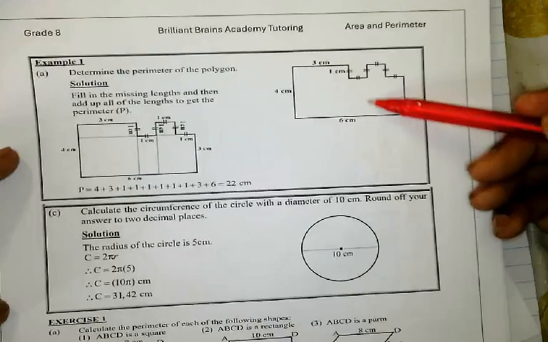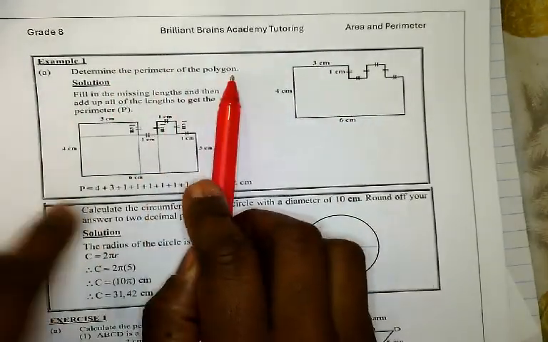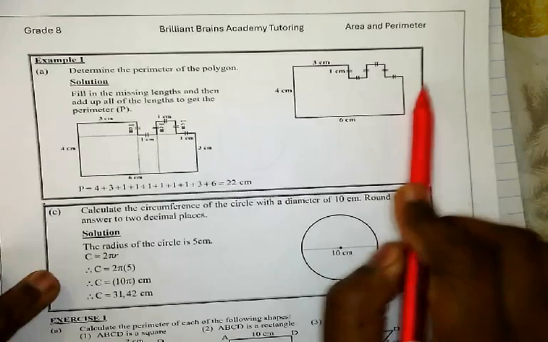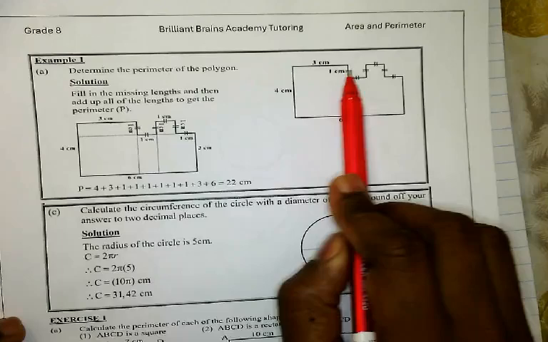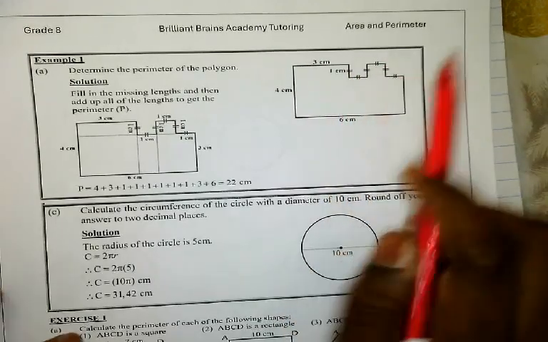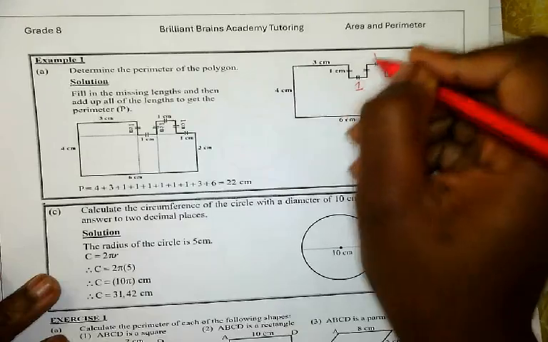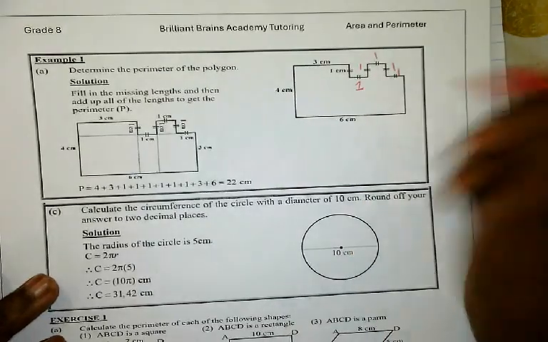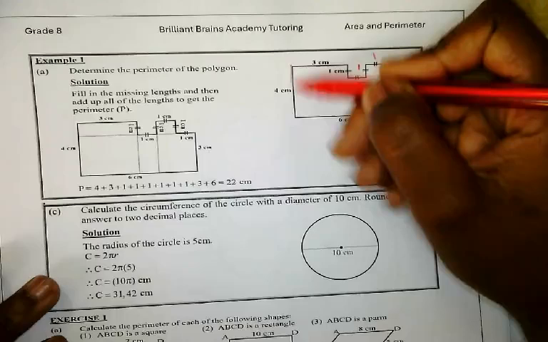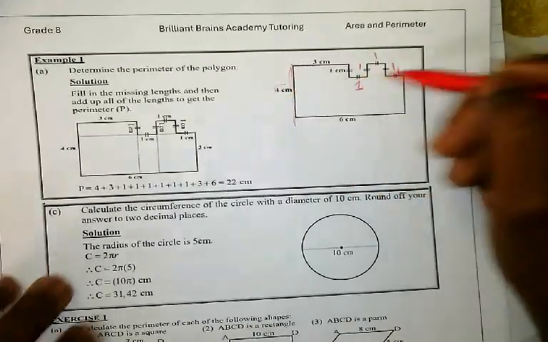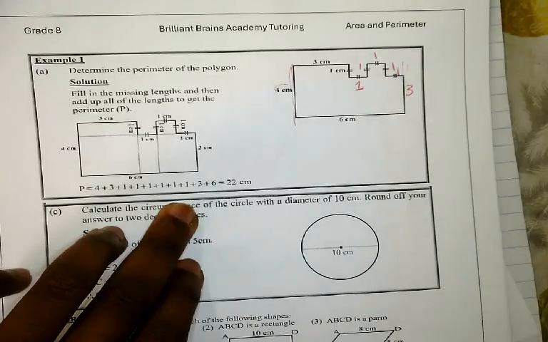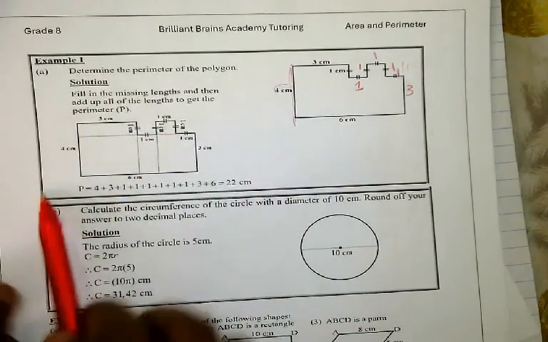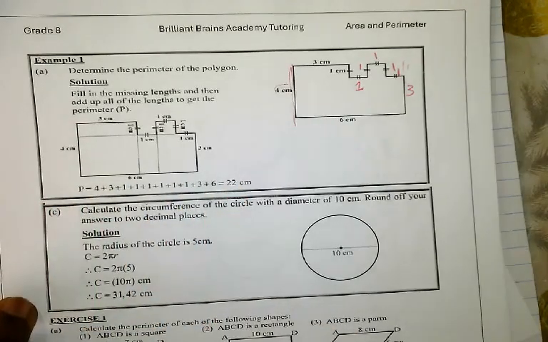Now let's do a few questions. Okay, these examples they've done. Determine the perimeter of the polygon. We need to find the missing sides for this shape. Because of these two lines, I know that these sides are the same. So this will be 1, this will be 1, this will be 1, 1, 1. And then what about this part? This whole portion here is 4 centimeters, and I know this part here is 1 centimeter, meaning this part will be 3. Can you see they did it? Then you just add everything, you get your answer there.